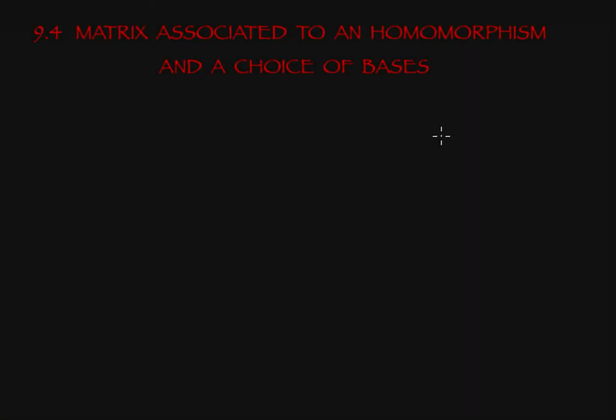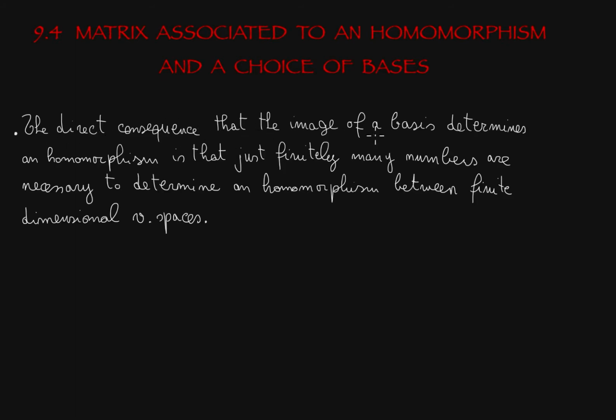The purpose of this lecture is to provide a way to convert all the information carried by a homomorphism into numbers. In order to do that, we'll have to fix a choice of basis of the domain and the codomain. The direct consequence that the image of a basis determines a homomorphism is that just finitely many numbers are necessary to determine a homomorphism between finite-dimensional vector spaces.